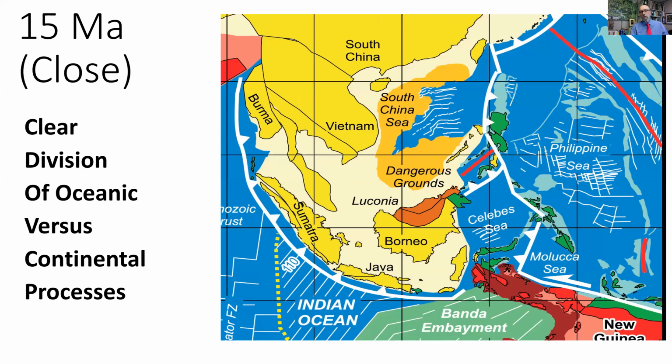Let's take a closer look at what this looks like at 15 million years. Again, we'll go through some of the key features. South China Sea is opening, subduction is occurring to the east. The Philippine Sea Plate has grown in size, so has the Celebes Sea, and the Malacca Sea is now in its infancy, and there is strike-slip faulting north of New Guinea.